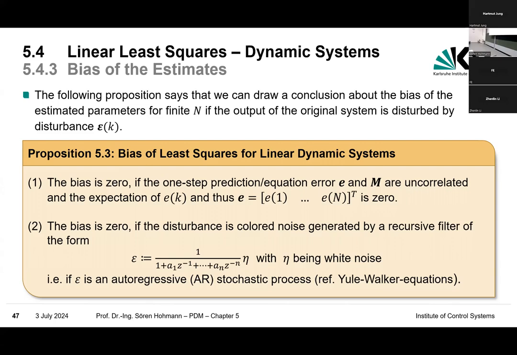We can put it differently. You can say only if the true output is affected by means of a disturbance which looks like this, where the disturbance has a specific form of noise, where eta is white noise. It is a filtered white noise, which is colored noise, what you know, right? Filtered white noise is called colored noise. Then we have a bias-free estimate.